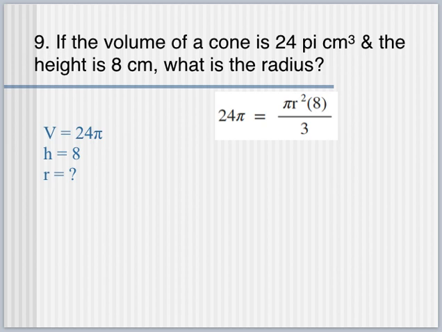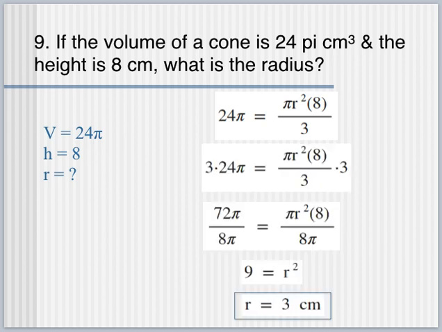From there, your job is to get r squared by itself, so you can cancel out the over 3 by multiplying both sides by 3. Then you could cancel out the times 8 and the times pi by dividing both sides by 8 pi. And then you could cancel out the square on the r by square rooting. And you should get r equals 3 centimeters. Don't forget your units on your radius.